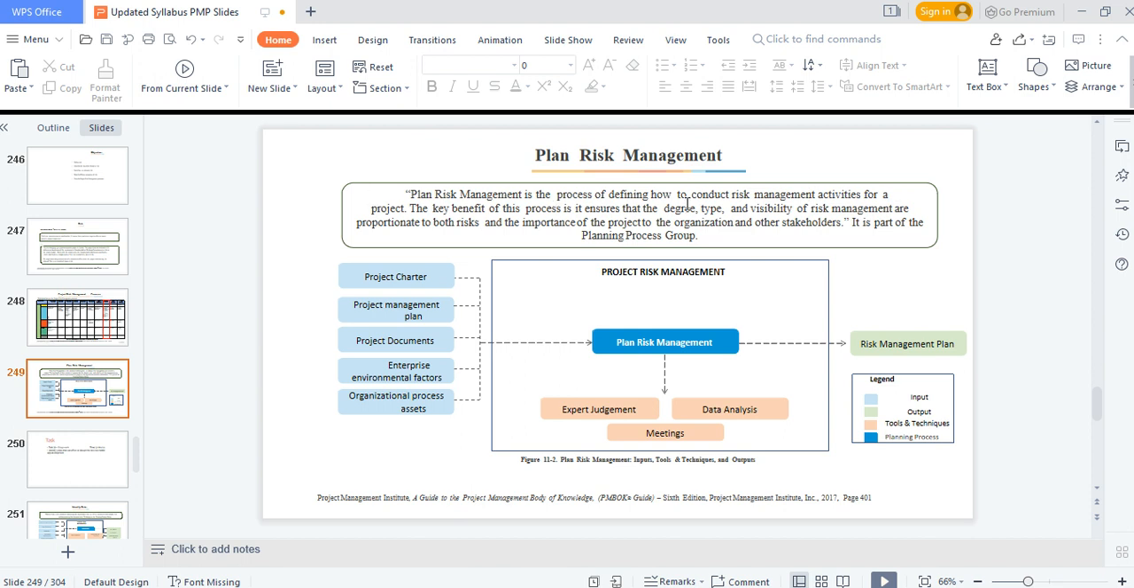The key benefit of this process is to ensure that the degree, type, and visibility of risk management are proportionate to both risks and the importance of the project to the organization and other stakeholders. For instance, if the negative result outweighs the positive result, of course you don't want to do that, right? If the risk is too far on the negative side and we might not have any leeway for profit or whatever, nobody wants to do that. So that is one of the advantages of doing proper risk management. And expert judgment is very crucial for you to come up with a risk management plan.